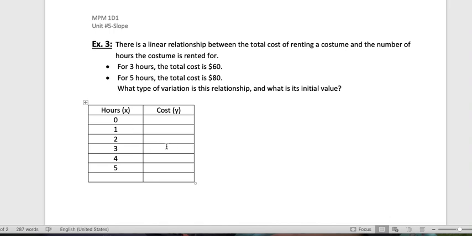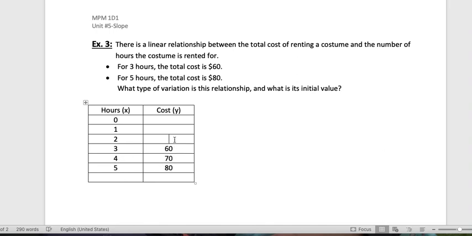But I know that the cost at 3 hours is $60 and the cost at 5 hours is $80. So the question is asking us to find what type of variation and the initial value. So what we're going to do is we're going to fill in this table of values based on the information that we're given. So we know for 3 hours, it's $60. 4 hours, we're not quite sure yet, but 5 hours is $80. So what pattern do you see here in the table of values? You should notice that this goes up by 10. So at 4 hours, if we were renting the costume, it would be $70.